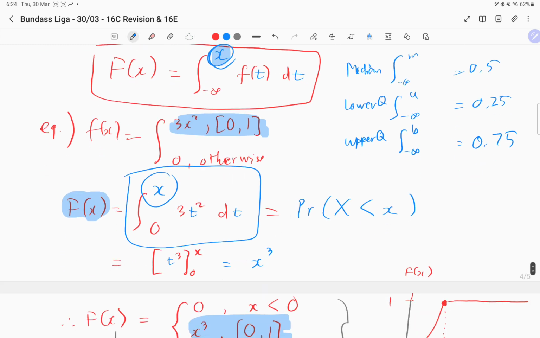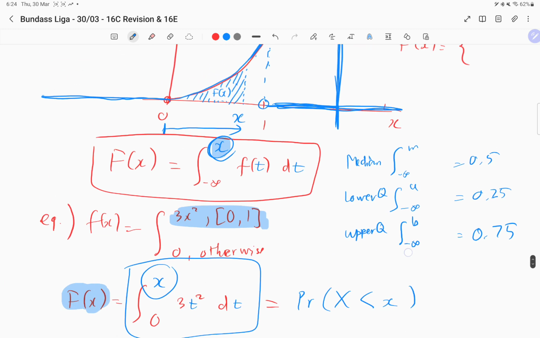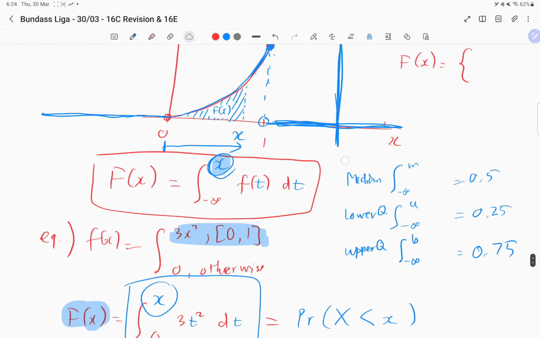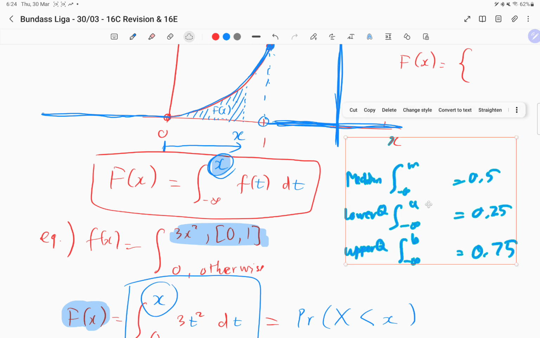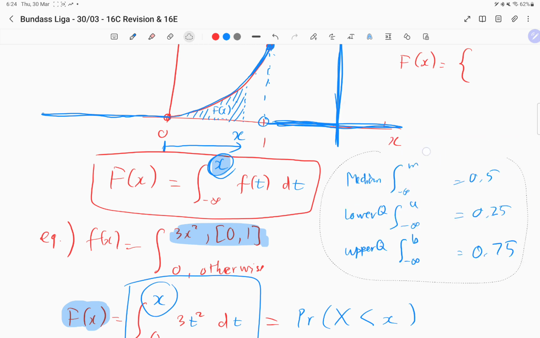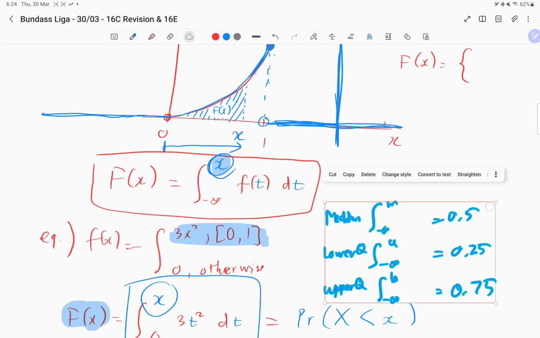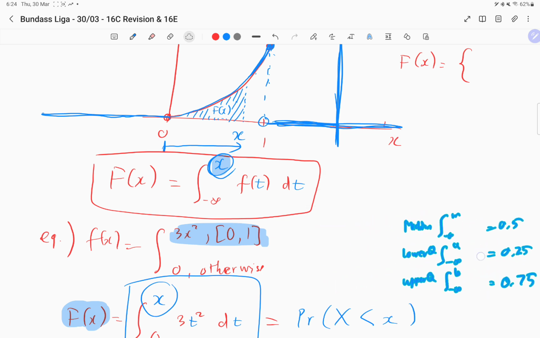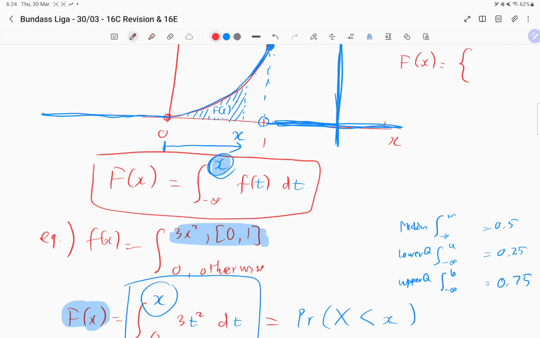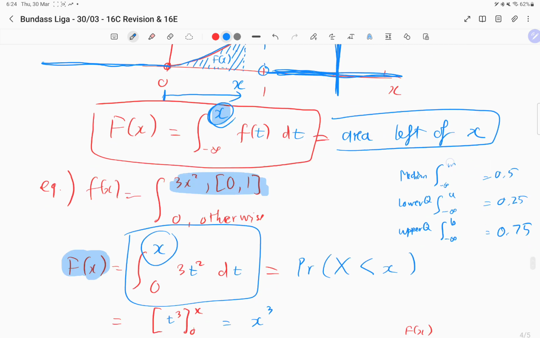Okay, so big F of x is equal to, let me move this down a bit. Okay, so this is the area left of x. It's very important. Big F of x is the area to the left of a value x.